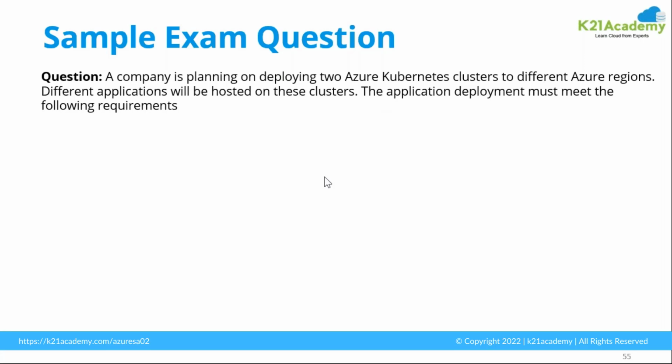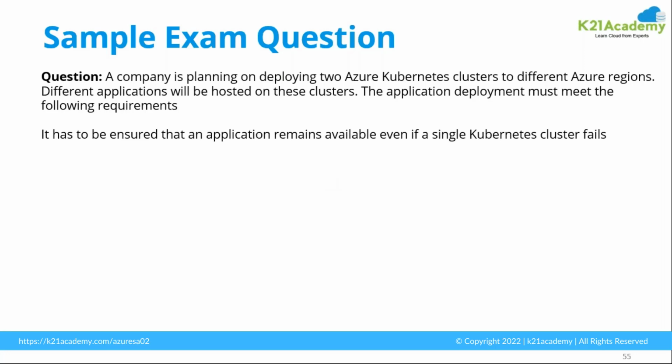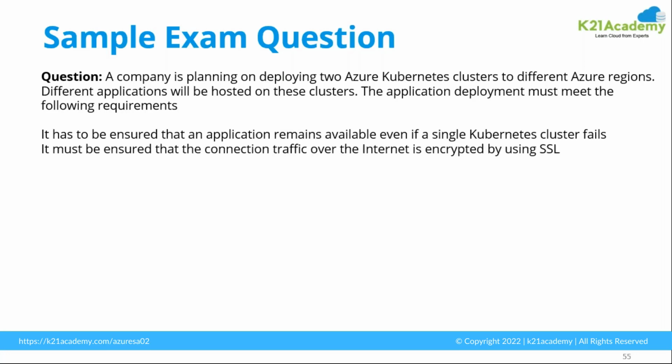A company is planning on deploying two Azure Kubernetes clusters to different Azure regions. So guys, there are two Kubernetes clusters in two different regions, and different applications will be hosted on these clusters, and the application deployment must meet the following requirements. Now, what are the requirements, guys? It has to be ensured that your application remains available even if a single Kubernetes cluster fails. And it must be ensured that your connection traffic over the internet is encrypted by using SSL. And you also need to configure SSL on each container instance over here.